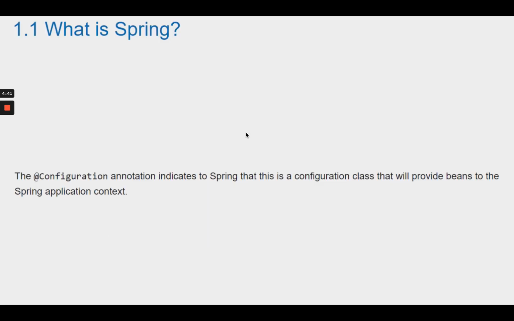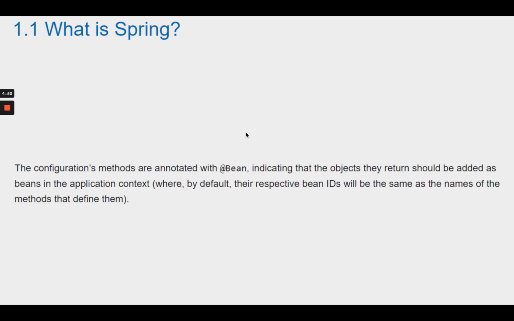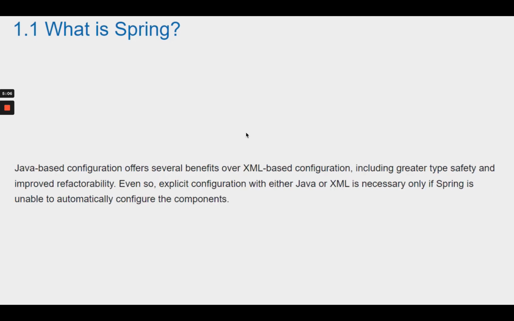The @Configuration annotation indicates to Spring that this is a configuration class that will provide beans to the Spring application context. The configuration's methods are annotated with @Bean, indicating that the objects they return should be added as beans in the application context, where by default their respective bean IDs will be the same as the names of the methods that define them. Java-based configuration offers several benefits over XML-based configuration, including greater type safety and improved refactorability.